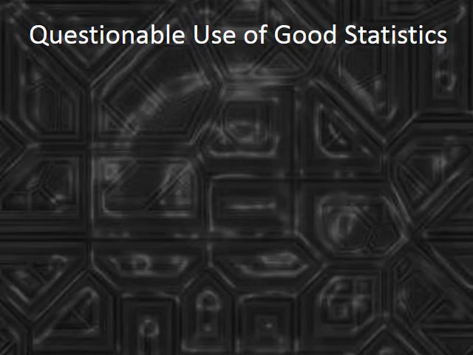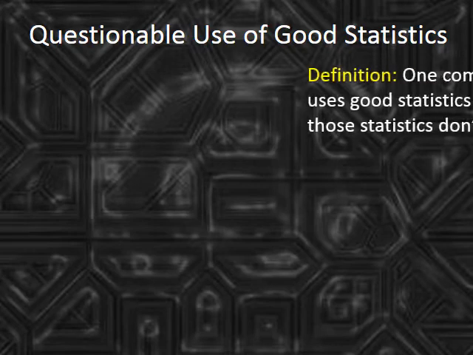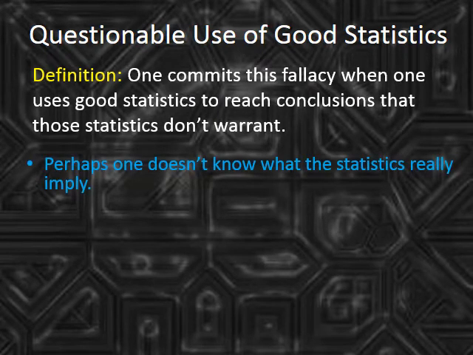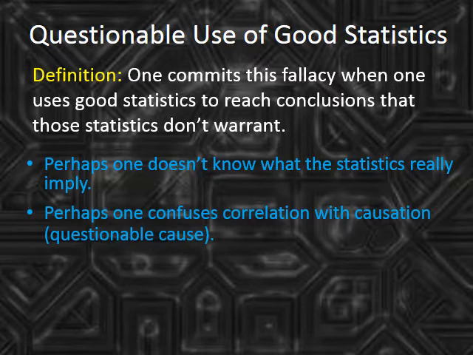Even good statistics can be misused if one uses them to reach conclusions that are not warranted by those statistics. This can happen if one really doesn't know what those statistics imply, as is often the case with scientific information. Another major problem is the problem with causation that we have discussed, especially that of confusing correlation with causation. Two things might be correlated, but it might not be the case that one causes the other. Thus, a perfectly good study might show a correlation between two facts, A and B, and yet A doesn't cause B. Maybe B causes A.